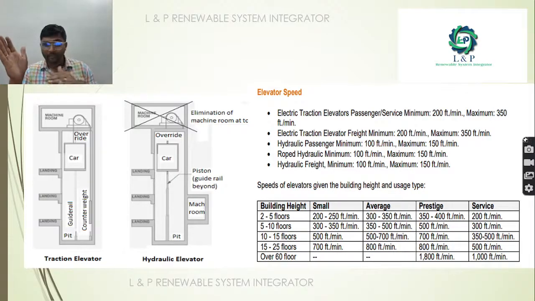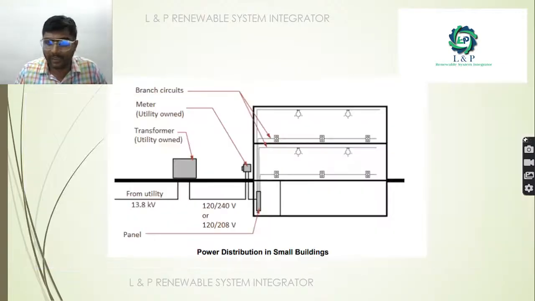If you're going for 15 to 25 floors, minimum you can start with 500, maximum up to 800 feet you can go. But if you're going for 60 floors, better the minimum should start with 1000 feet per minute and maximum you can go up to 1800 feet per minute as well.